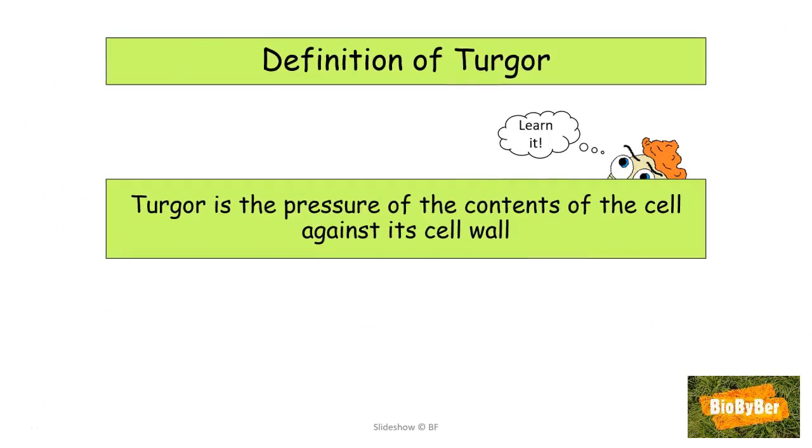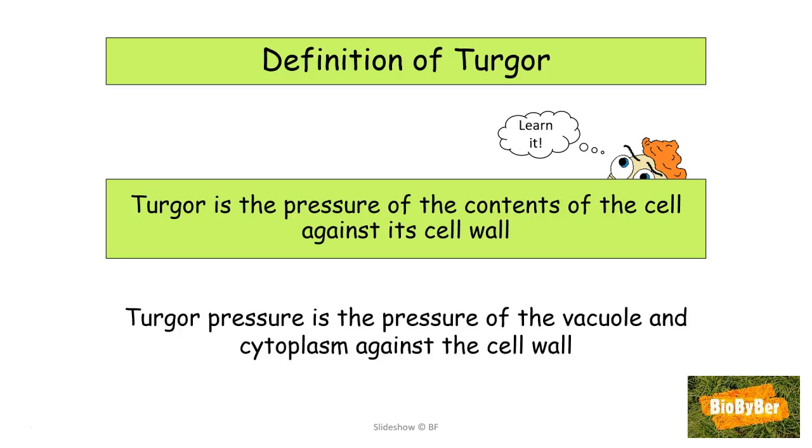Let's look at the definition of Turgor. Remember, the definition of Turgor is a learning objective of this lesson, so make sure you learn the definition well. Turgor is the pressure of the contents of the cell against its cell wall. It is the pressure or the pushing of the vacuole and the cytoplasm up against the cell wall.